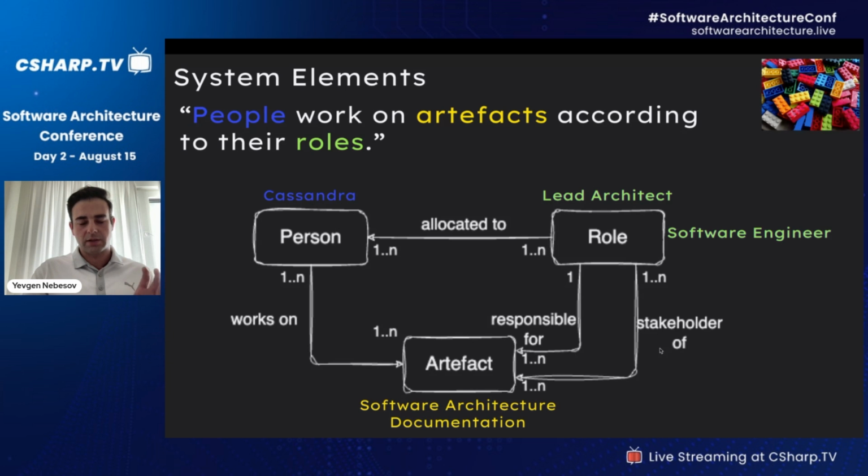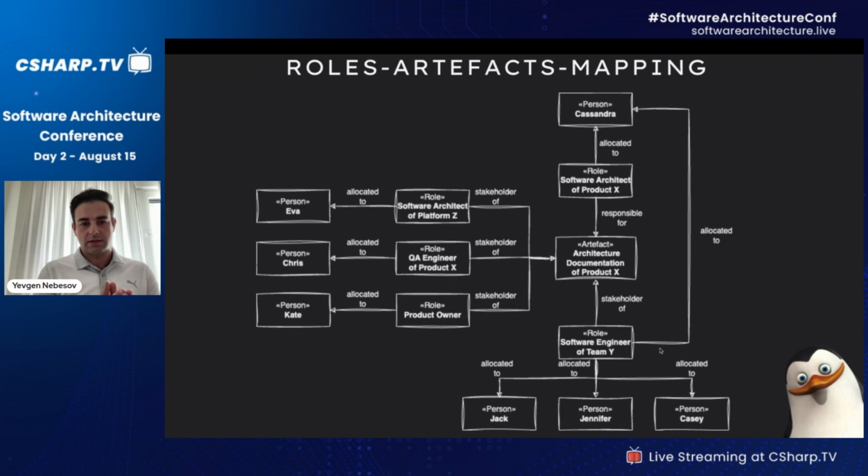And what one can do in software projects to draw the socio-technical system design, one can play this roles and artifacts mapping by showcasing what artifacts the system has. For example, in the middle, you see here the artifact software architecture documentation, which roles you have in the project, for example, here software architect, somewhere here product owner, and so on, and which people you have in the project. For example, here Eva, Chris, and Kate.